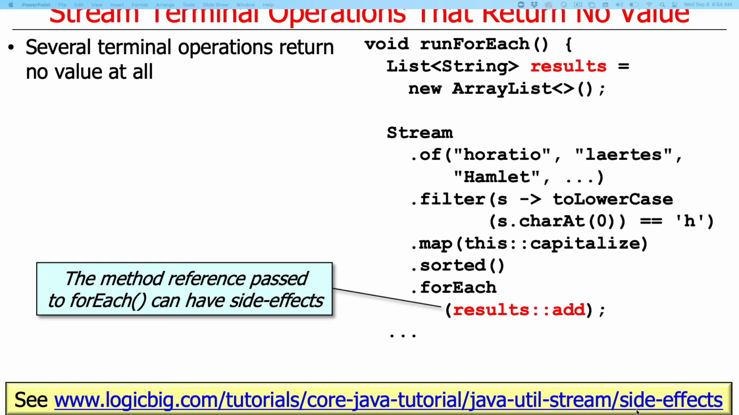So here's an example where we're going to make ourselves a list of strings called results, and we're going to allocate that to be an array list. And then you'll see here that we're going to pass in the add method of results as the consumer for forEach. And that also will have the side effect of storing the element at the next location in the list.